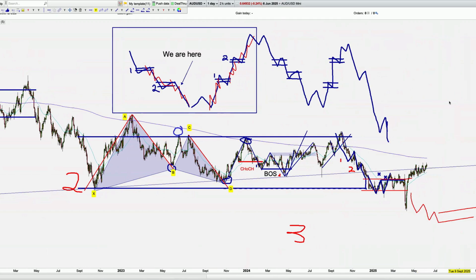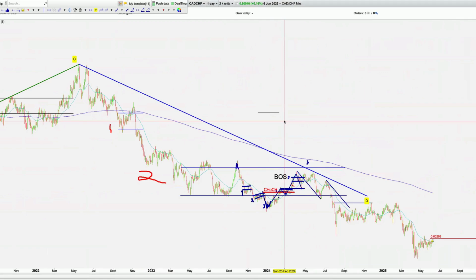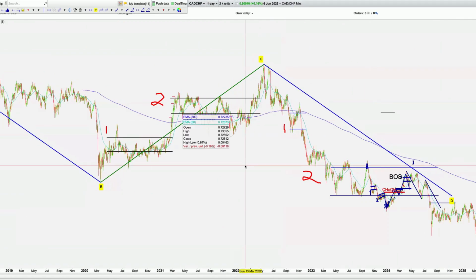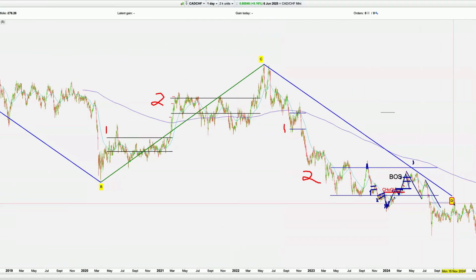Something's going to happen with AUD, either a rate cut or lower inflation print. We'll have to wait and see. CAD CHF, not much to say or do on there, just a massive ABCD. We've stopped below. Not really a setup I'm looking at. I'm looking for pairs that behave and are predictable.